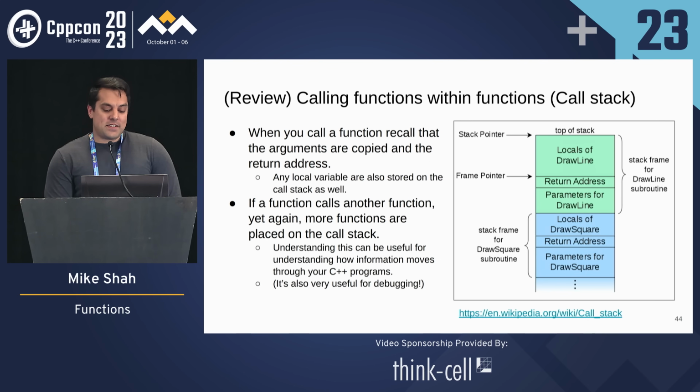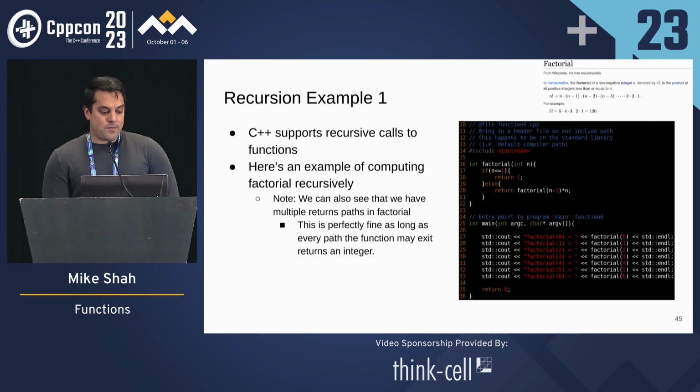So again, this is just a little bit of a review of what we talked about, where we're storing our arguments that we pass to the function, the return address, and even our local variables that might be part of what we're doing within the scope of that function. Okay, that's all the allocation going on. So that's just a little review there.